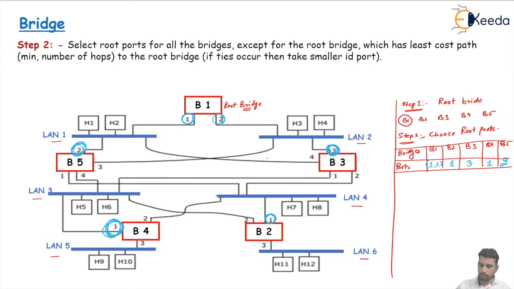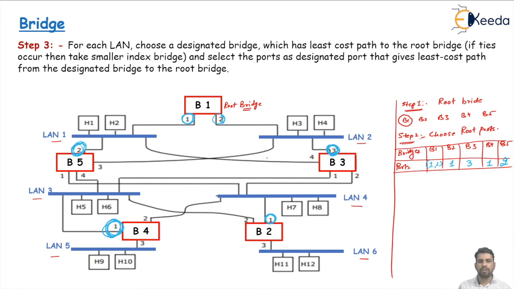Now go to step number 3. Step number 3 is saying: for each LAN choose a designated bridge. Means for each LAN we will choose a designated bridge which has the least cost path to the root bridge, and if a tie occurs, we will choose the smallest index bridge, and select the port through which we will reach the root bridge with fewer links or fewer hops as the designated port for that bridge.